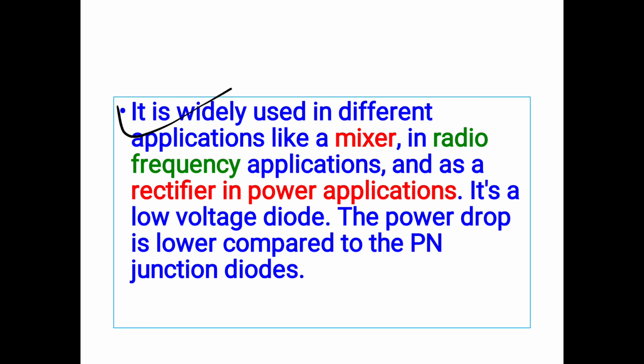It is widely used in different applications like mixer circuits, in radio frequency applications, and as a rectifier in power applications. It is a low voltage device. It is a low voltage diode, and the power drop is lower compared to the p-n junction diode. So these are the various applications of the Schottky diode in electronic systems.